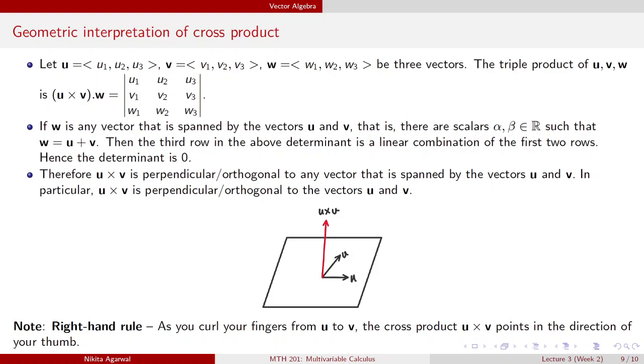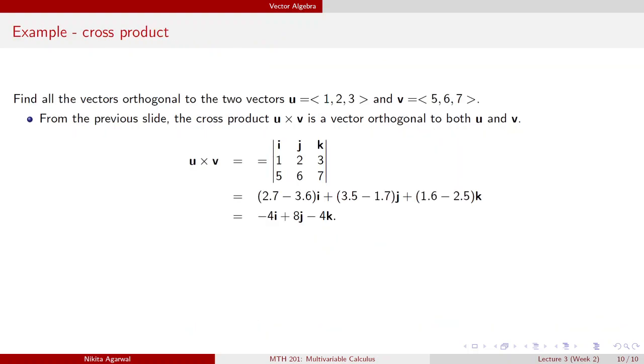Okay. Now finally, let us look at an example. Find all vectors orthogonal to the two vectors U and V. So we know that U cross V is orthogonal to U and V. So you just compute U cross V. You know that U cross V is the determinant with I, J, K in the first row. You write the components of U, the components of V, and you get this answer, right? So this is U cross V.